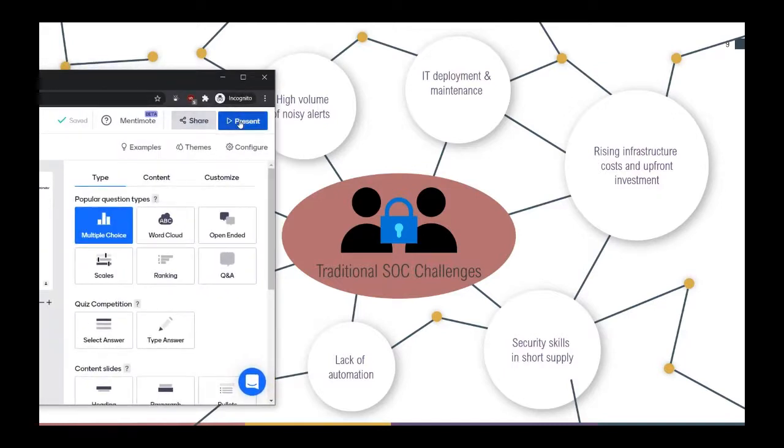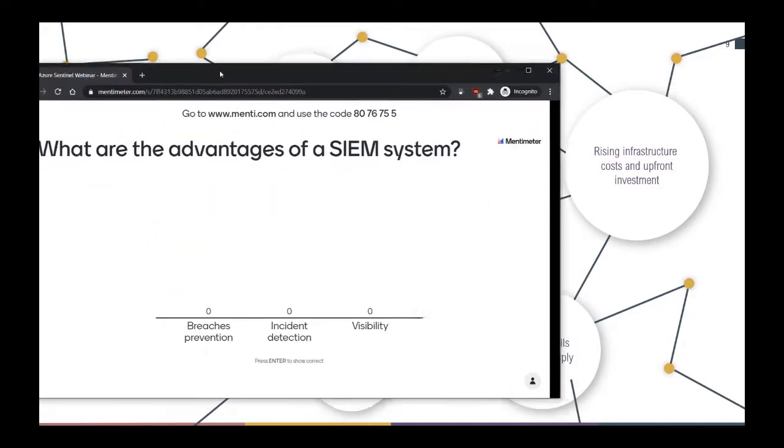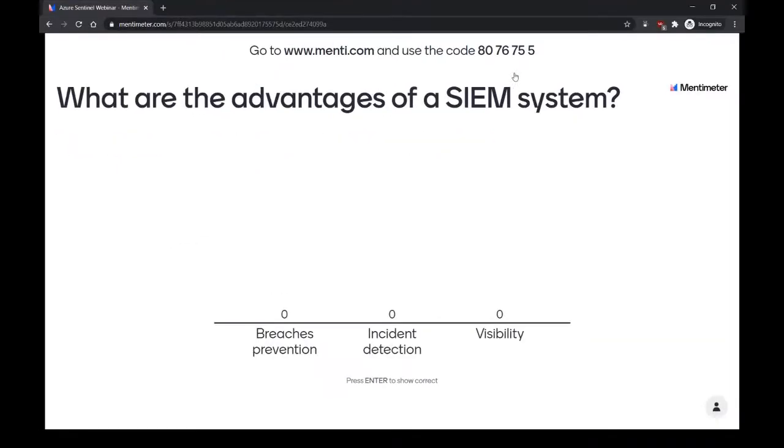Thank you, Elena. We will now move to the small quiz that we mentioned at the beginning of the webinar. So please go to menti.com in your browser and use the code as shown on the slide. So menti.com, and the code is 8076755. As you can see, this is the first question.